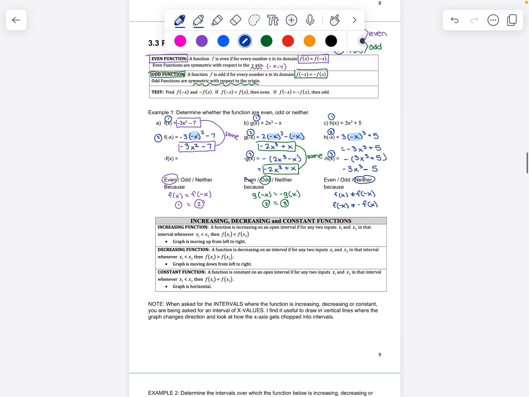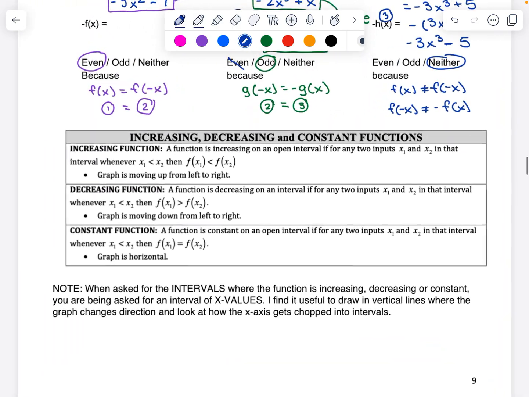Okay. Other important things about functions is knowing when things increase or decrease. So an increasing function is going to be when something is going up. Kind of like slope, but it doesn't have to be a straight line, so it could have curves to it. So this would be increasing and increasing. So it's moving up from left to right.